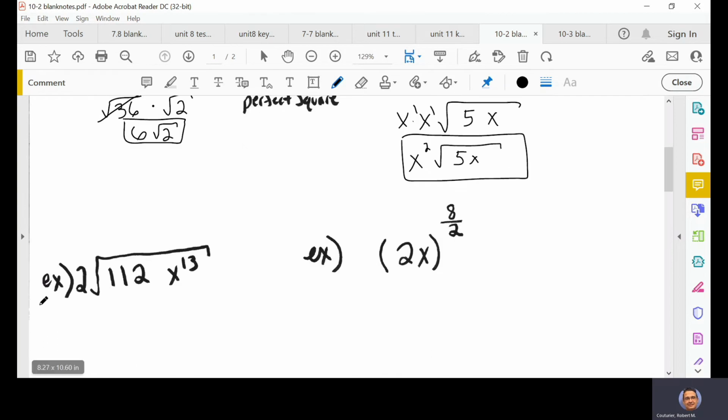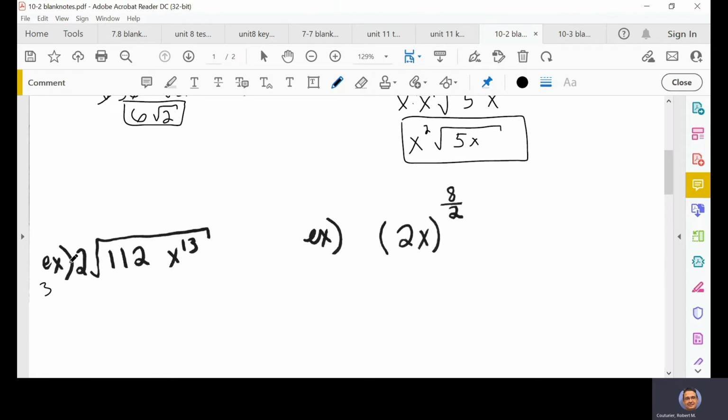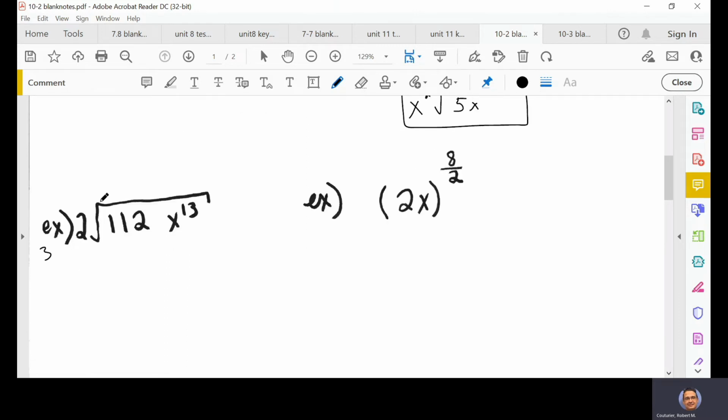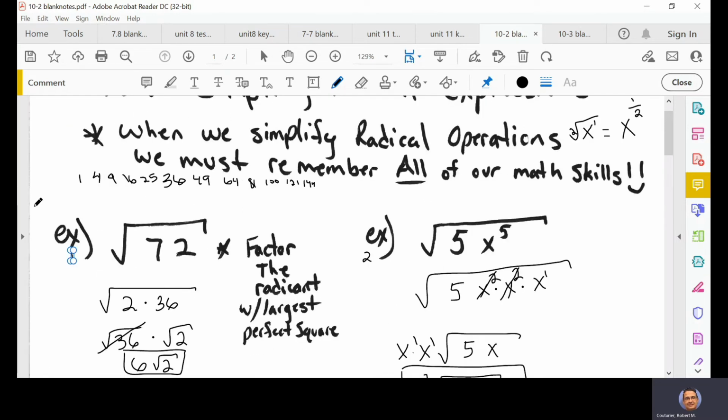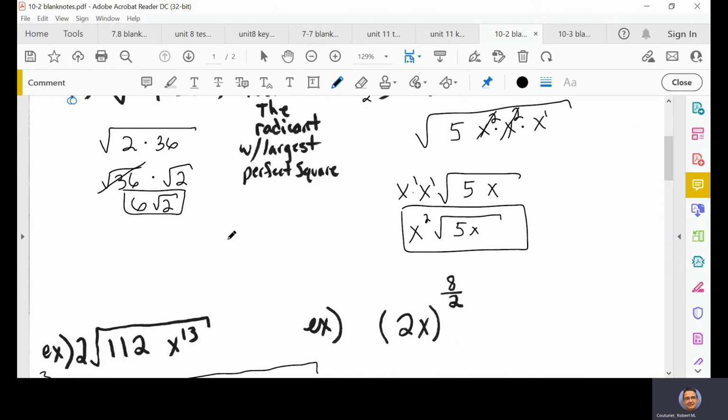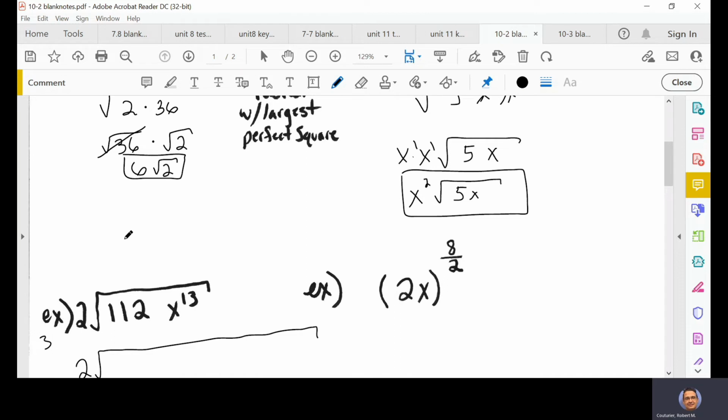Example 3. Oh, look, looks even more complicated. It's not a big deal, okay? It's okay. We have a number outside. Anything that comes outside is going to be multiplied by 2, so we're going to remember that. Let's start to see if we can break this thing apart. And look, I'm making a big square root here, right? Let's see, of our perfect squares, which one of those does 112 go into evenly?